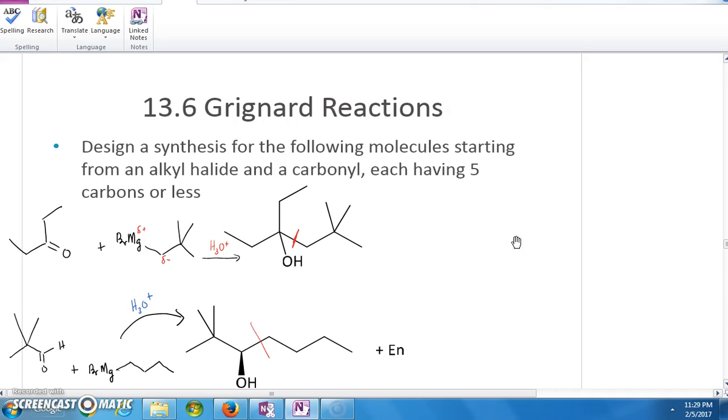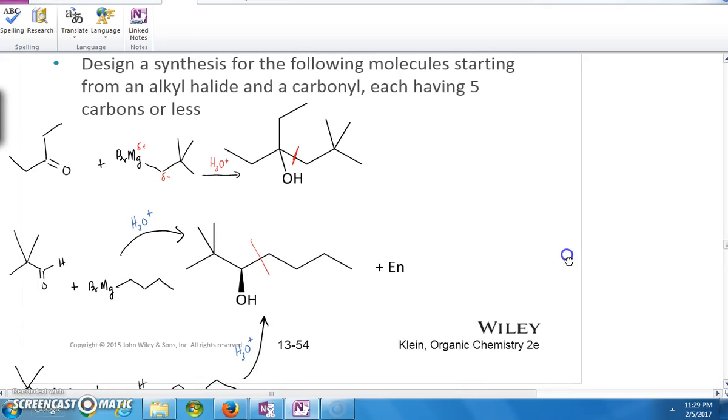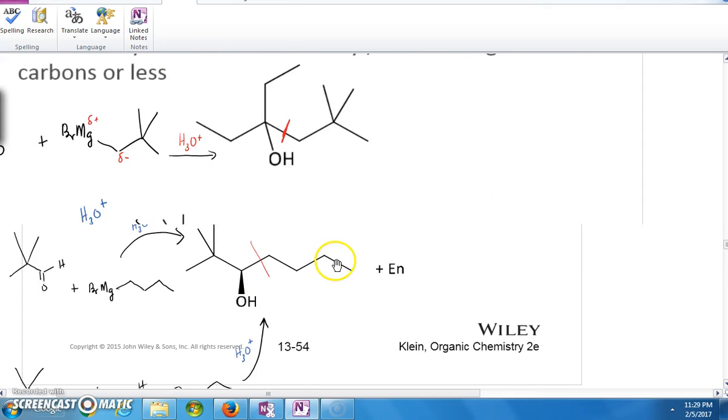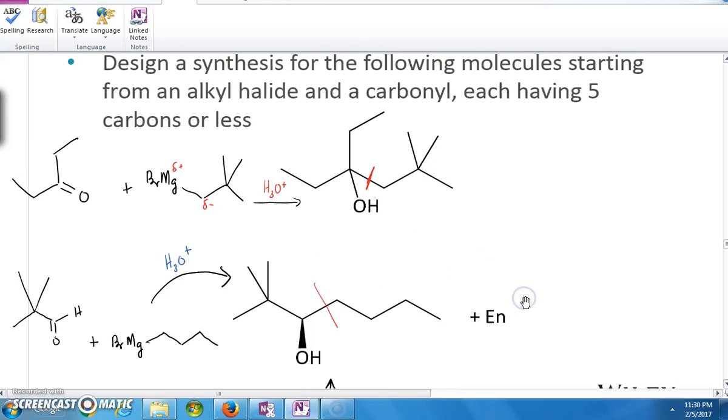Okay. Now, if you are going to design a synthesis for the following molecule, starting from the alkyl halide and the carbonyl, you can easily see that this is where the attachment occurs, and that means here this was a ketone prior to the reaction, and this other bond was the Grignard. This was the Grignard, and this was the ketone.